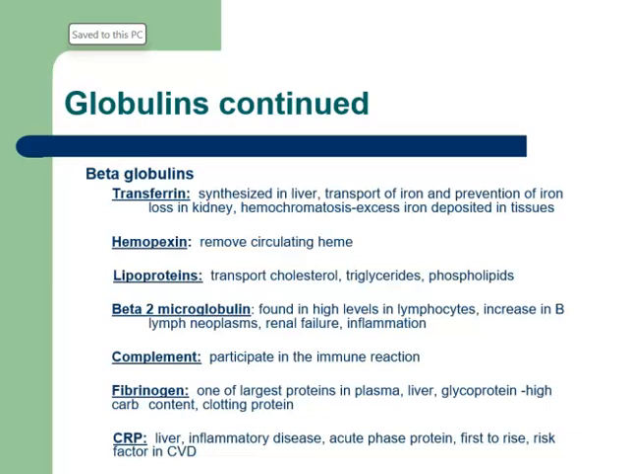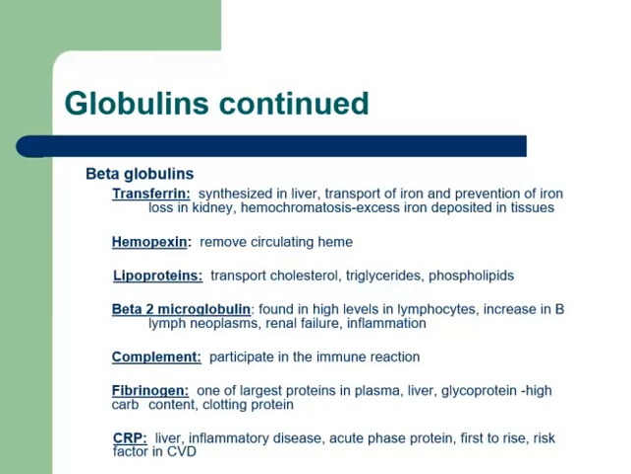Beta-2 microglobulins are found in high levels in our lymphocytes. Remember, lymphocytes are a type of our white blood cells. They increase in B-cell neoplasms, renal failure, and inflammation. We have complement that participates in the immune reaction. Then we have fibrinogen. It's one of the largest proteins in the plasma and liver. It's actually a glycoprotein. It has a high carb content, and it's one of our clotting proteins.